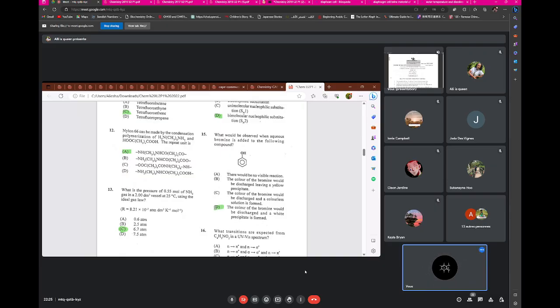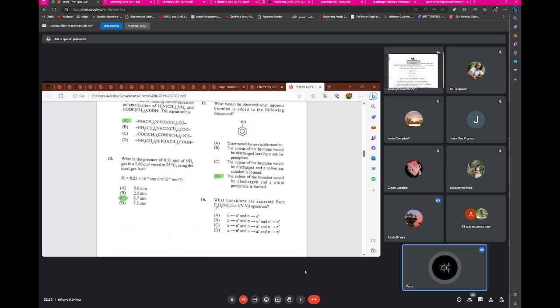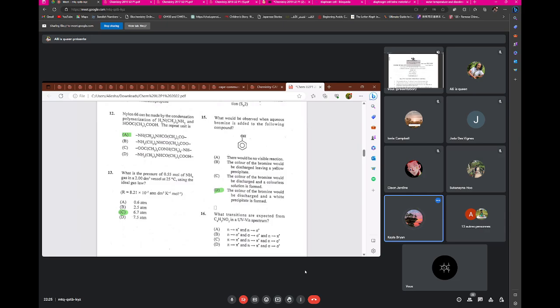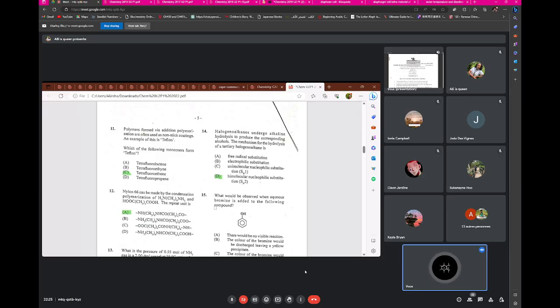Wait, hold on. I thought it was SN1. Or am I mixing them up? SN1, we're going to have that leaving. Okay, hold on. SN1 has the slow step, the rate-determining step. While SN2 just has one group leaving and one group being added at the same time, that bracketed intermediate type of thing. Right, so that would be SN2.